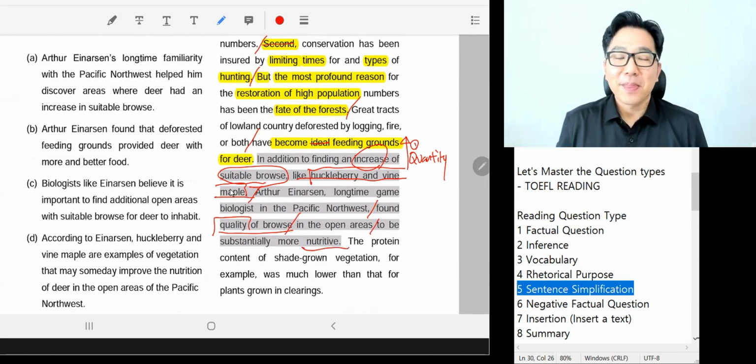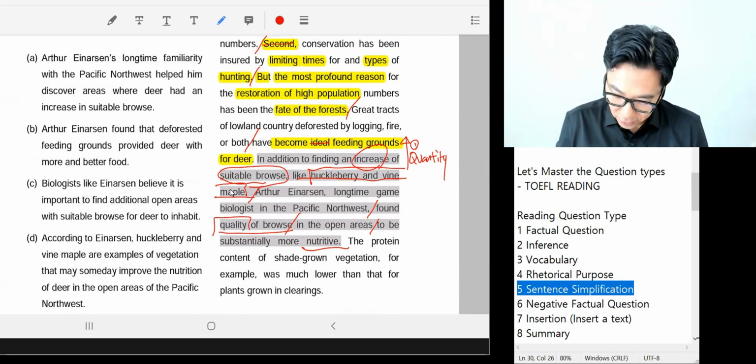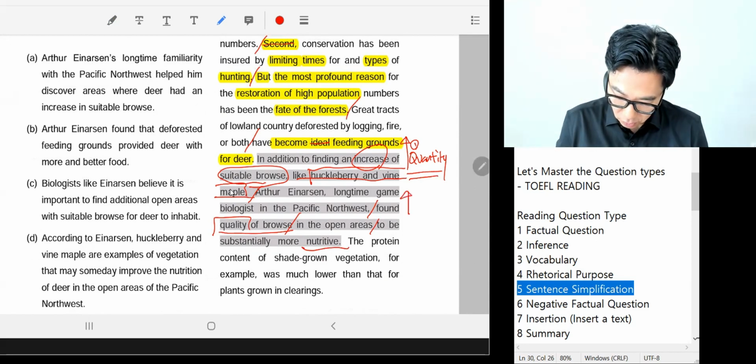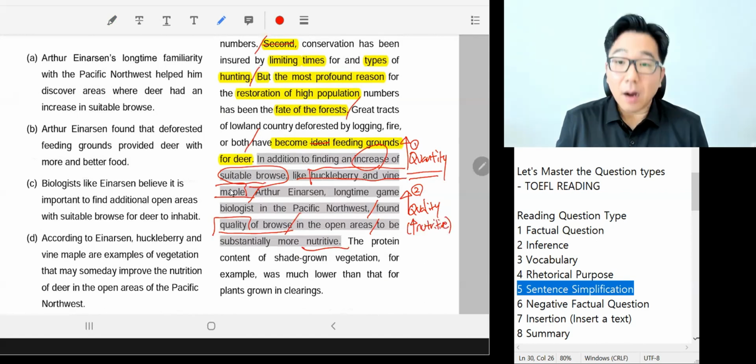Okay, so it's such a fluke. It's a good fortune. Not only the quantity of their food source increased, but also the quality of their food source has gone up. Okay, it became more nutritious than before. So, I guess, these two things.